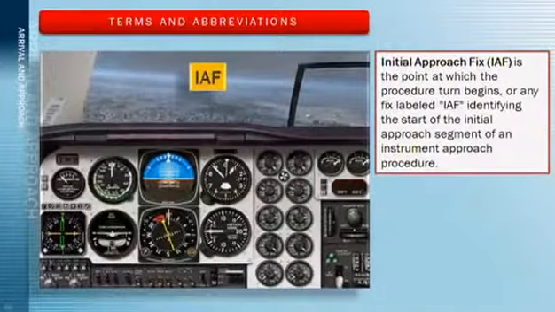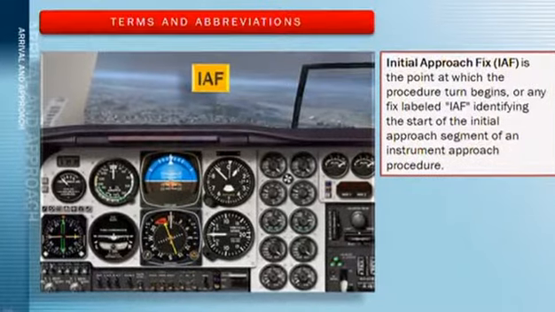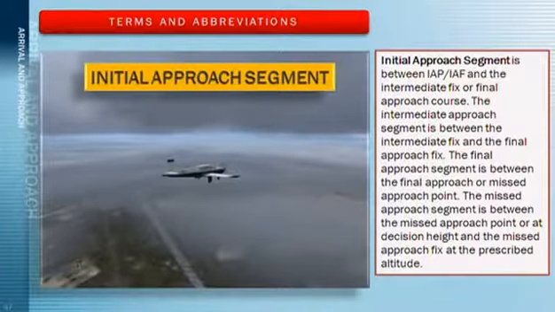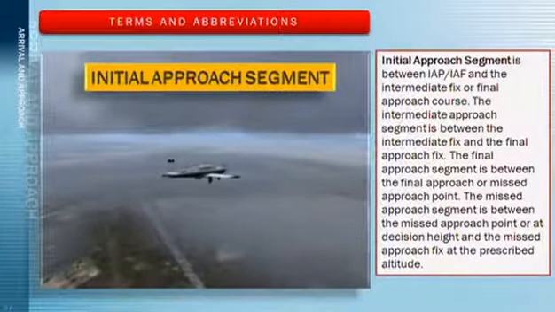An IAF, or initial approach fix, is the point at which the procedure turn begins, or it can be any fix labeled IAF, identifying the start of the initial approach segment of an instrument approach procedure. An initial approach segment is between the IAF and the intermediate fix, or final approach course. The intermediate approach segment is between the intermediate fix and the final approach fix. The final approach segment is between the final approach fix and the missed approach point. The missed approach segment is between the missed approach point or decision height and the missed approach fix at the prescribed altitude.